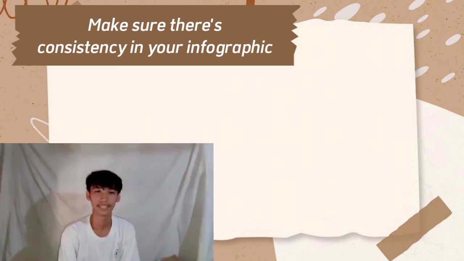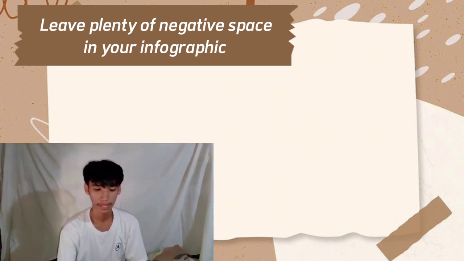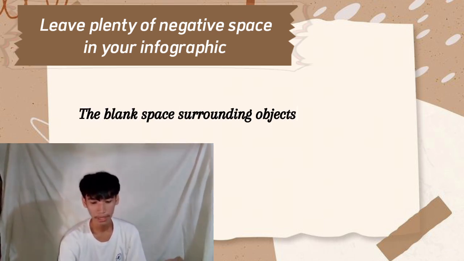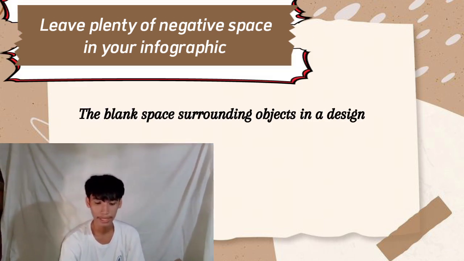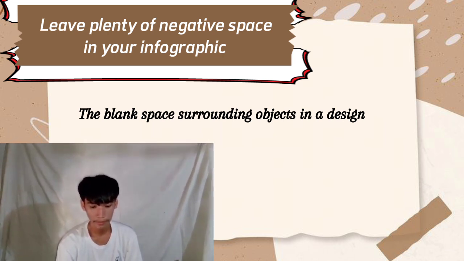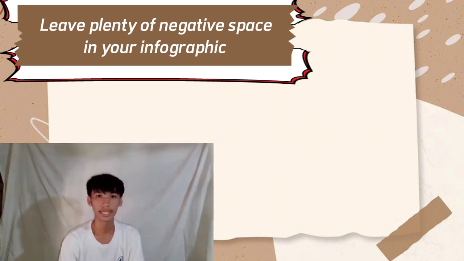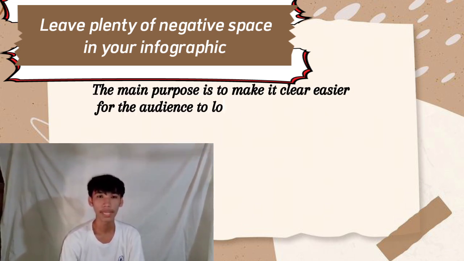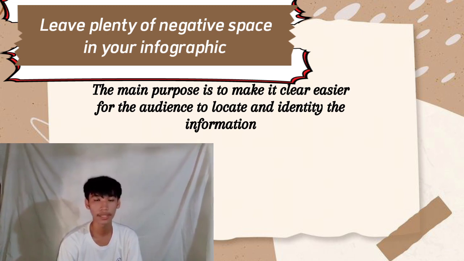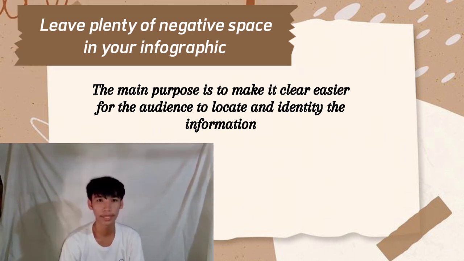So another component is to leave plenty of negative space in your infographic design. It is the blank space surrounding objects in a design that has a big impact on your design. If your infographic design is too crowded, it can overwhelm the readers and make it difficult to read the information. So the main purpose of leaving plenty of negative space in your infographic is to make it clear and easier for the readers and audience to locate and identify the information that you are presenting.